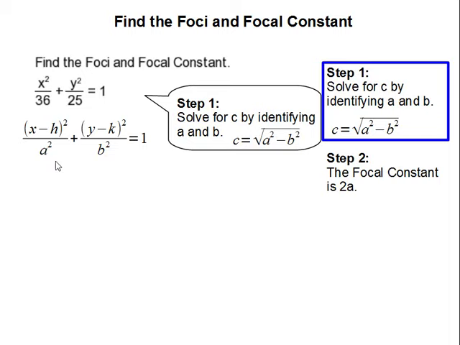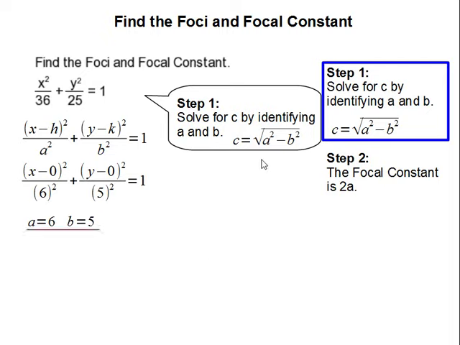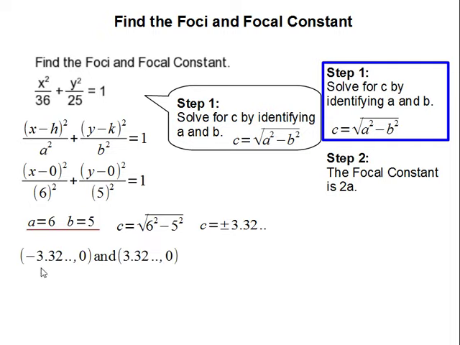So we know that 36 is a squared and 25 is b squared. Therefore, a has to be 6 and b has to be 5. Knowing this, we can substitute a and b and solve for c. So c is equal to the square root of 6 squared minus 5 squared, and that will get us positive and negative 3.32. Now the foci, they are 2 points. So negative 3.32..., 0 and positive 3.32, 0 are the foci.